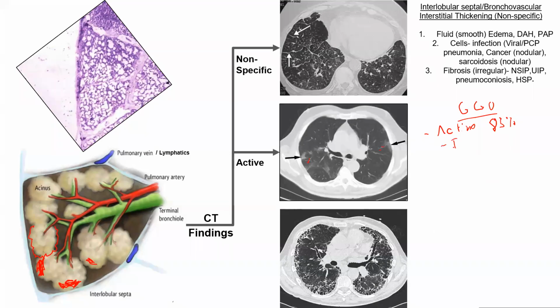It can be infection, like a viral pneumonia. It can even be fluid. It can be heart failure. It can be diffuse alveolar hemorrhage. In some cases, it can be malignancy as well. Not always.